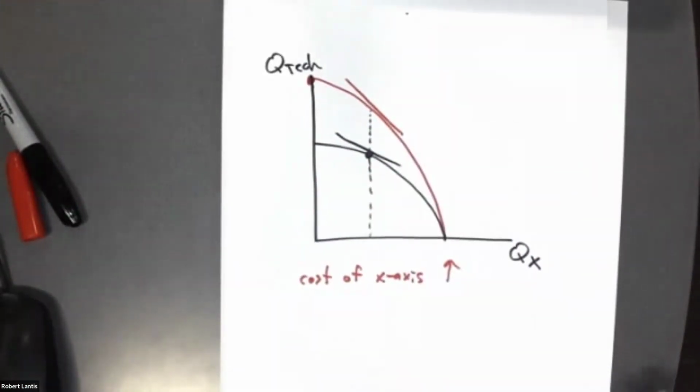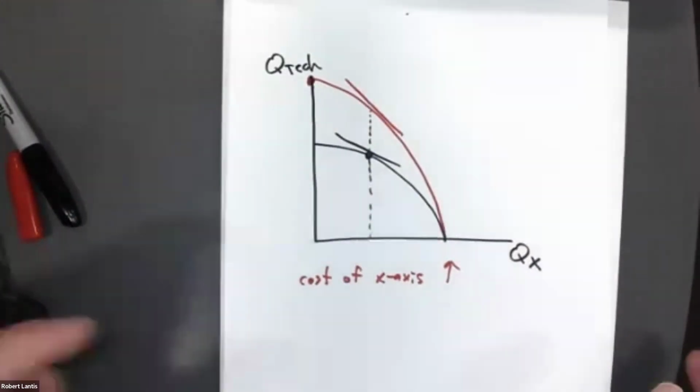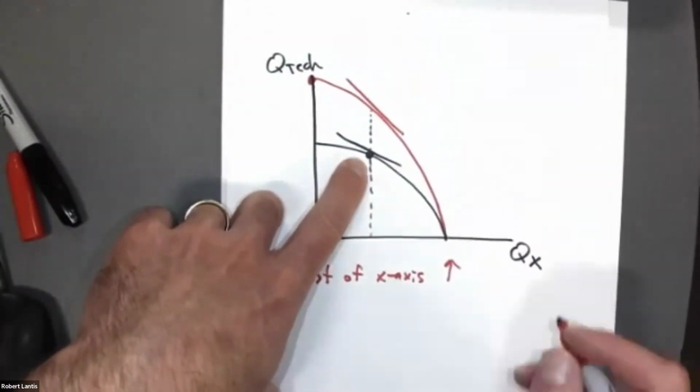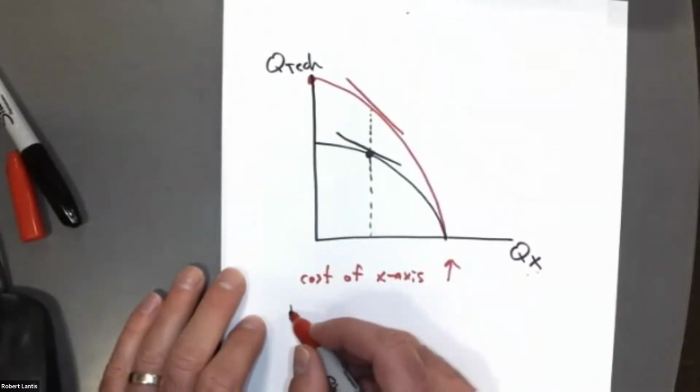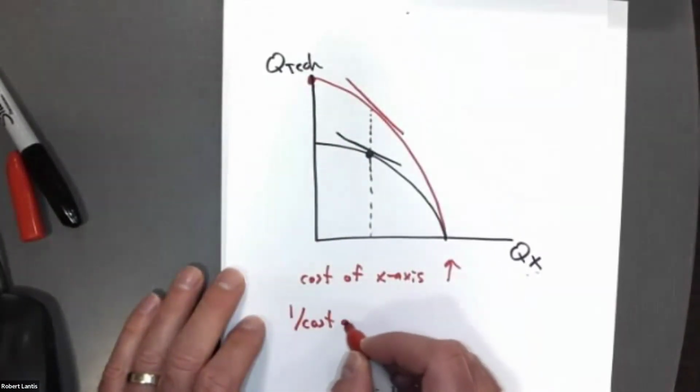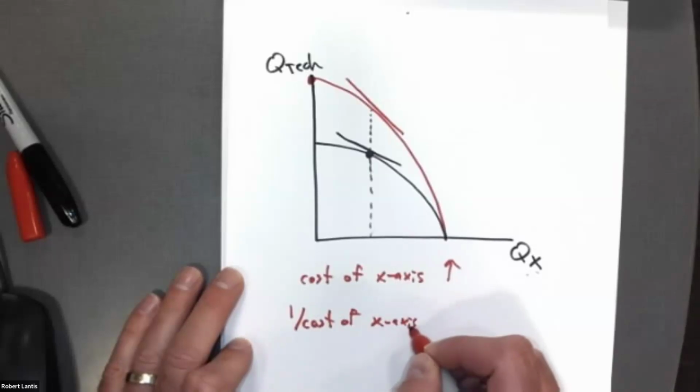So if I didn't make you choose, I gave you this visual and I put the good that had the technology change on the y-axis, I can't just look at the slope because that's the cost of my x-axis good. If I want the cost of that y-axis good, it would be 1 over the cost of my x-axis good, right?